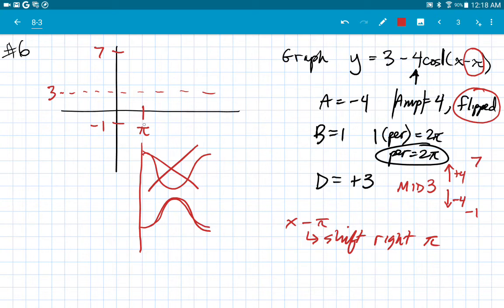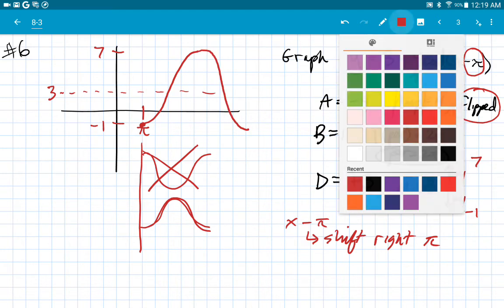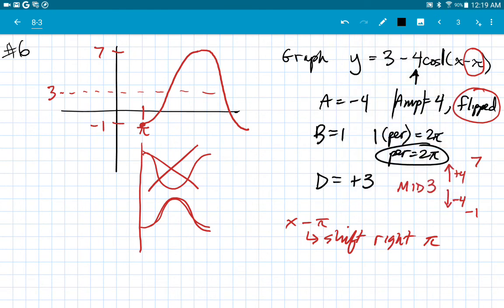So from here, what I can do is say, I know my min is right here at -1. My max will be at 7, and I want to form a u. Actually, that's a bad u. Let's create a more elongated u, like that. Okay, and so we basically show our general shape.